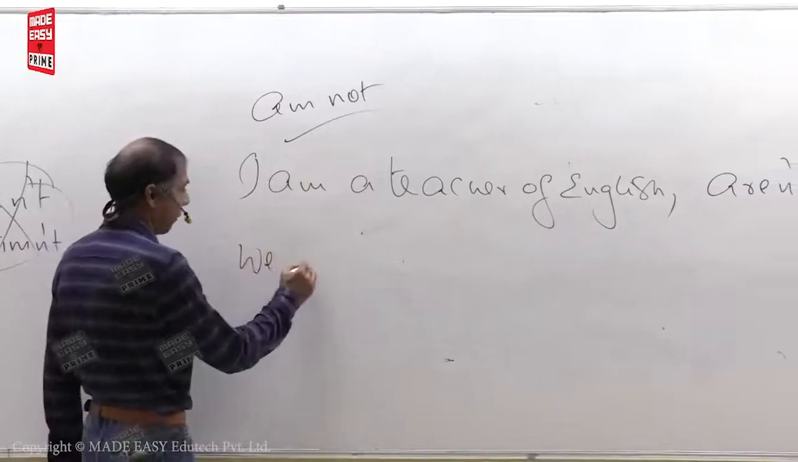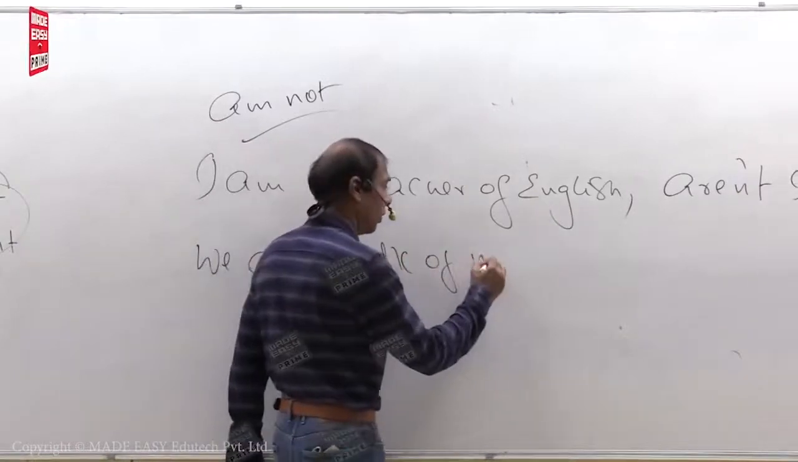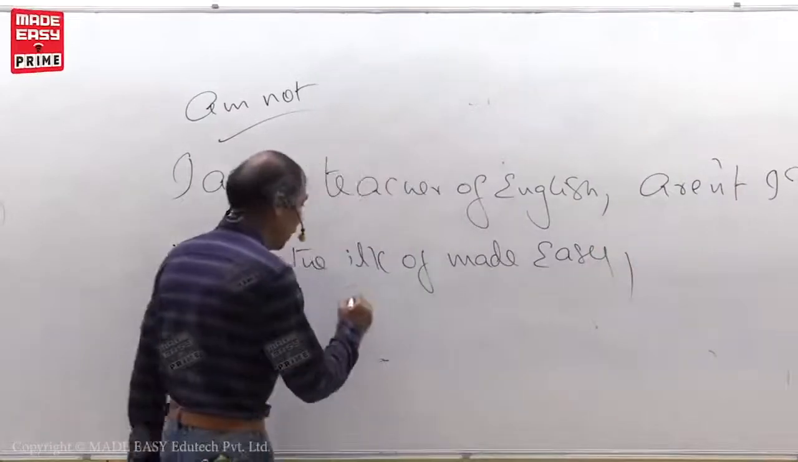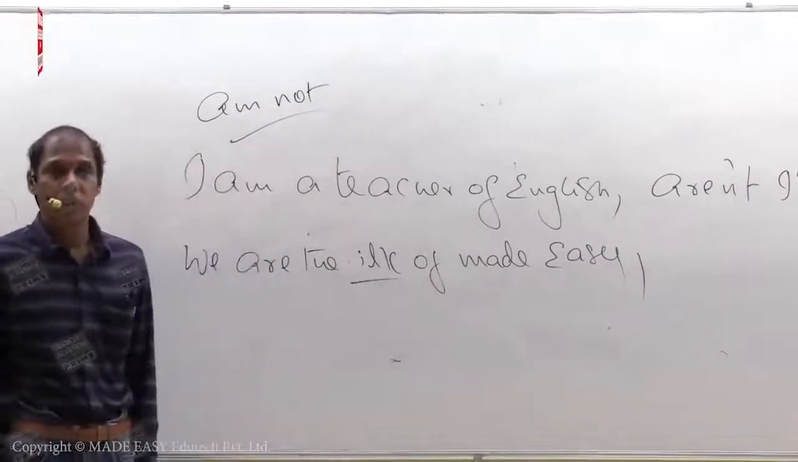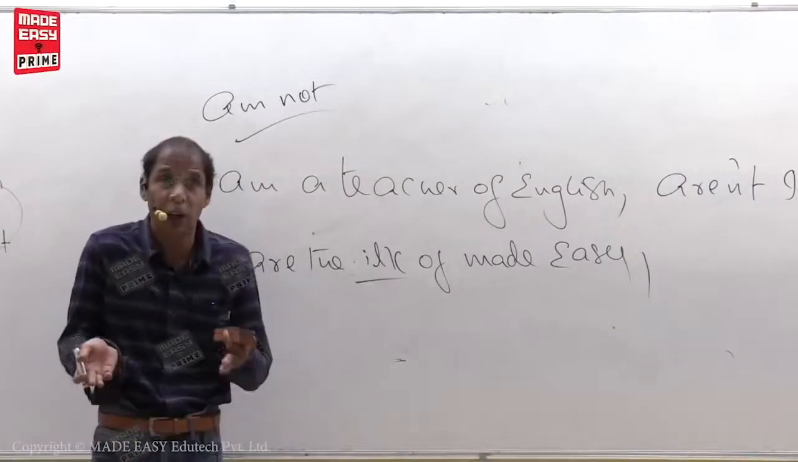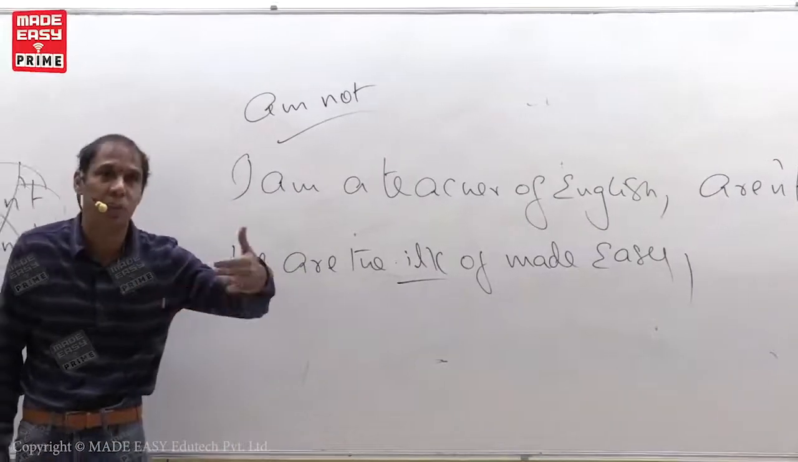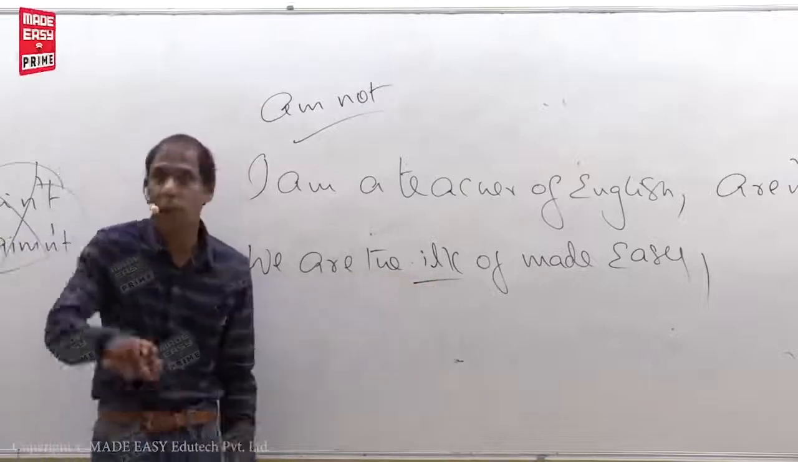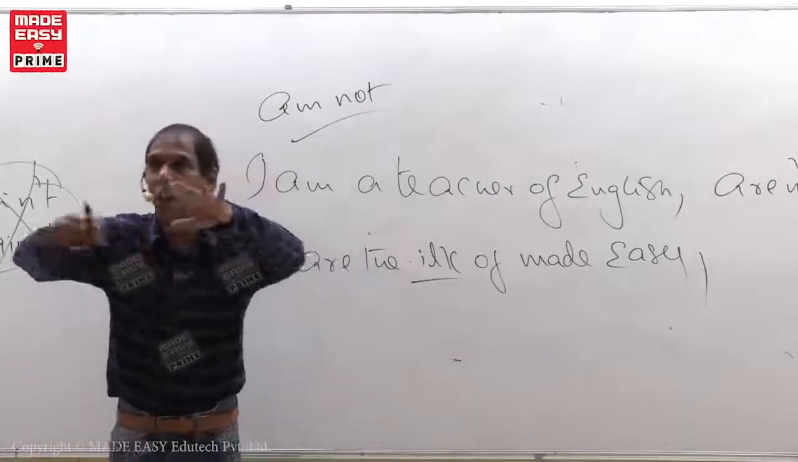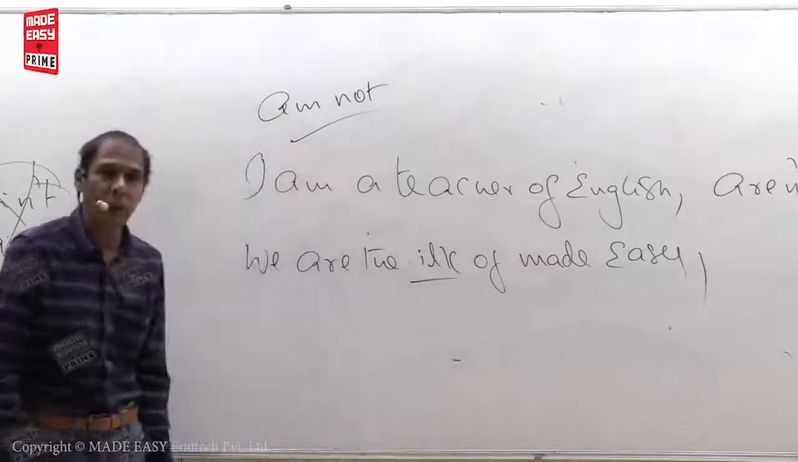See, one more. We are the ilk of Made Easy. What is the meaning of ilk? Family-like. We are the family members of Made Easy. In fact, we are not members of the family, not our own members. When we feel somebody else is a member of our family, then we can use this word. We are all the ilk of some group or company, some particular thing like that, right? We are the ilk of Made Easy.